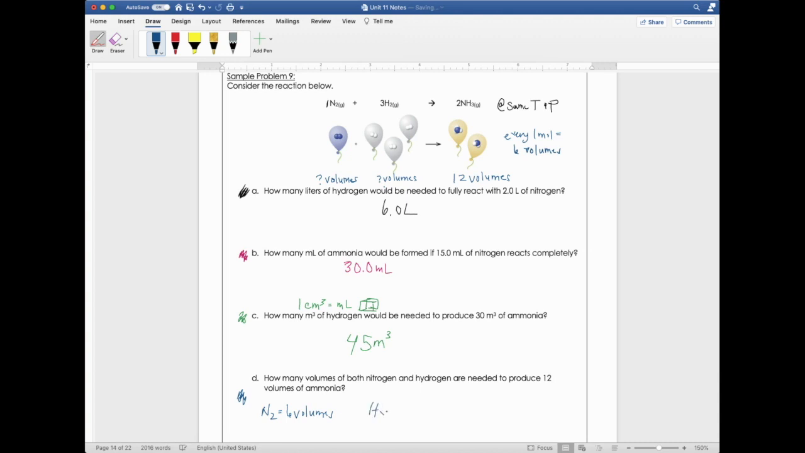And then hydrogen has 3 times that. So 6 times 3 would be 18. It's hard to explain what the word volumes means, to me at least. So just think of it as another unit, right? If I had some amount of a gas equal to 6 volumes, but I need 3 times that amount of gas in order to react with that, well, that would be 18 because 6 times 3 gives me 18.